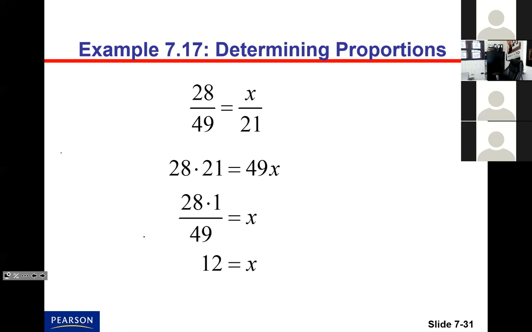Hang on. So what did we say here? Let's get rid of this. And this number should be, what'd you say, 588? 588. There we go. That's better. Okay, so the 28 times the 21 gets your 588. And then how do we get rid of the 49? Well, we divide by 49.